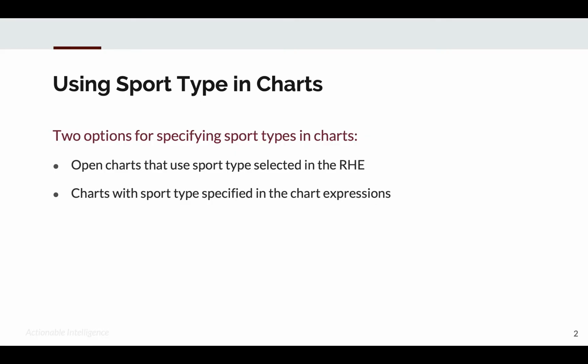There are a couple options for specifying sport types when you display charts and reports. The easiest way is to use just regular charts and then select the sport types you want in the sport picker at the top of the right-hand Explorer, or RHE for short. The second way is to build charts with sport types specified in the chart expressions themselves, and we're going to take a look at both of these options.